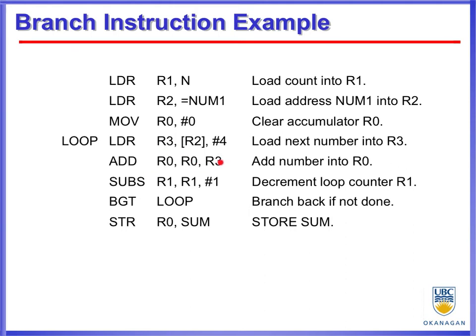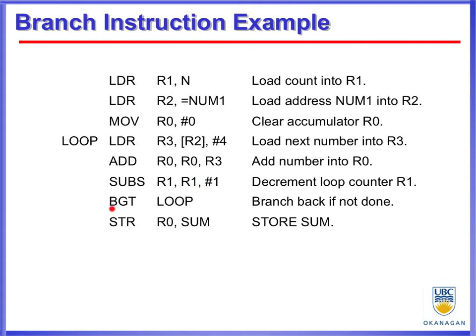Then we're going to add this number, R3, into R0, which has 0 in it, and put the result in R0, so now R0 has the first number in our list. Then we're going to subtract, and the S means update the condition codes in the processor status register. We subtract 1 from R1. R1 is our counter, keeping track of how many numbers. We subtract 1 from that and put it back into R1, and the S updates the condition flags based on this subtraction.